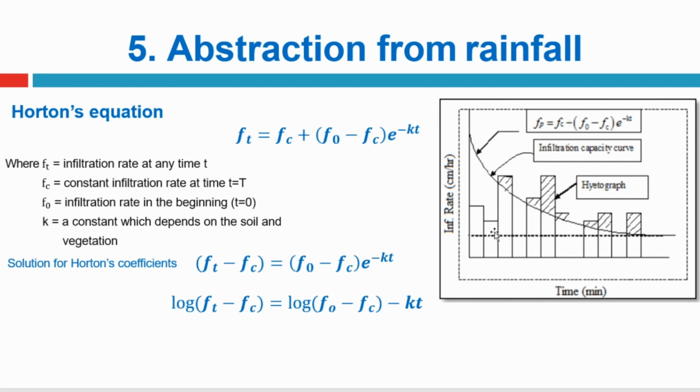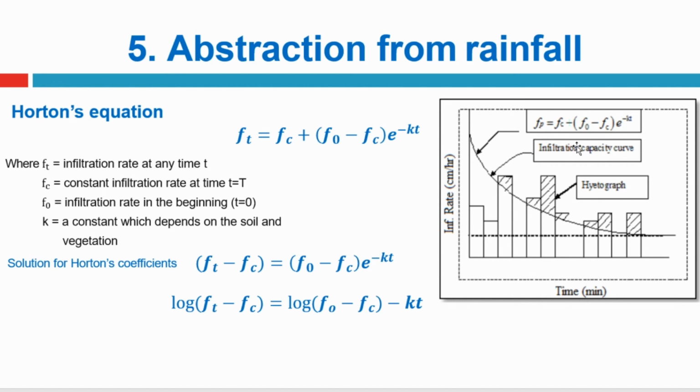Now look into these bars. These bars are representing the intensity of rainfall. You can assume that the intensity of rainfall is given in terms of centimeter per hour or mm per hour. In this chart, the infiltration rate is written in centimeter per hour, which means this hyetograph is also in centimeter per hour. For any given region, you can develop such infiltration curves. This is the infiltration curve and this is your hyetograph. Bars are your hyetograph and this curve is your infiltration capacity curve.